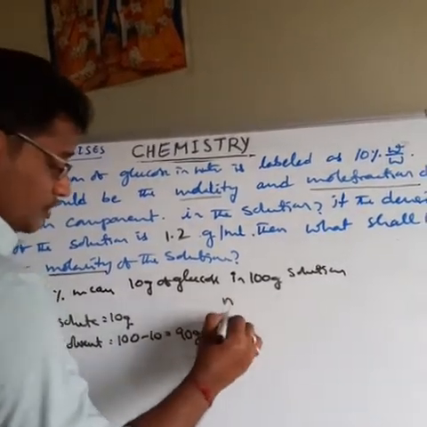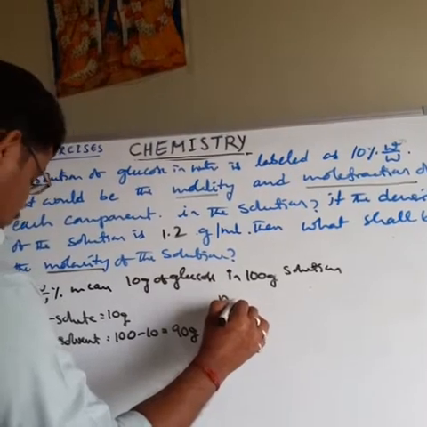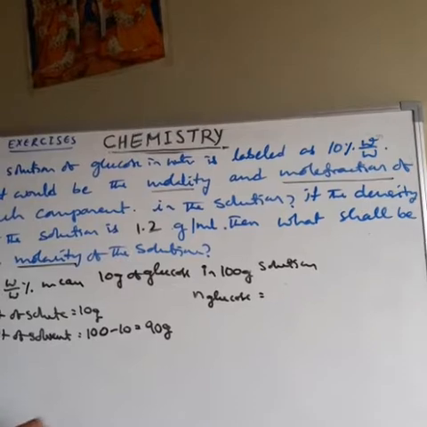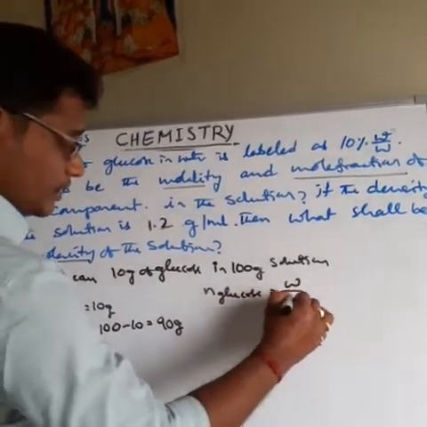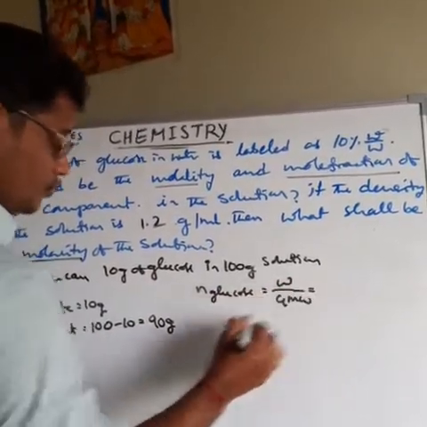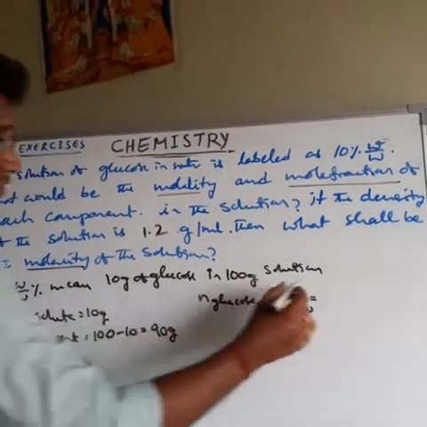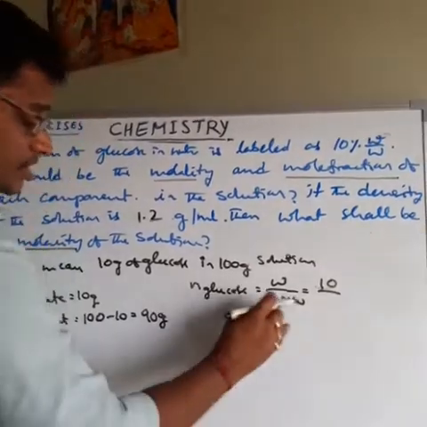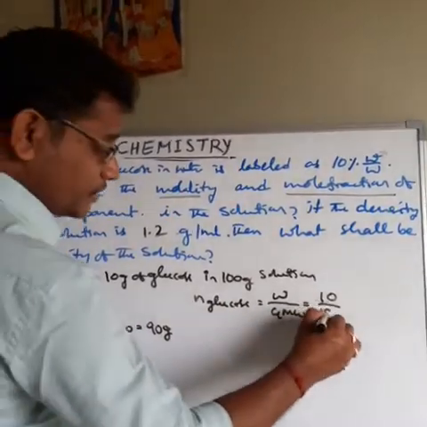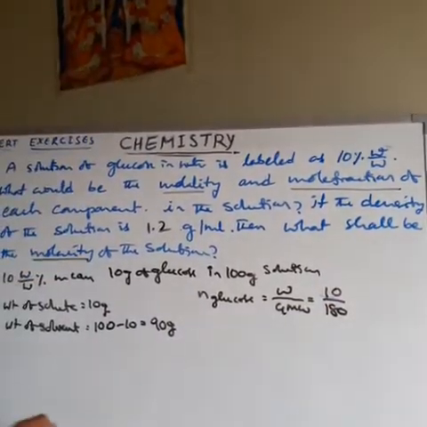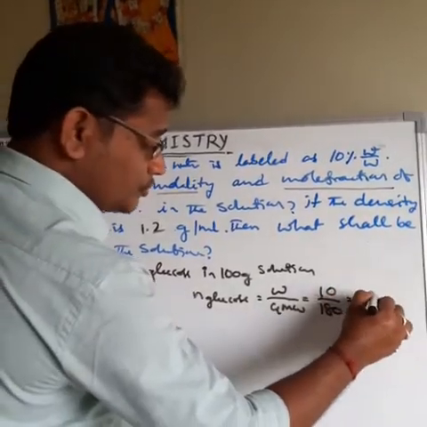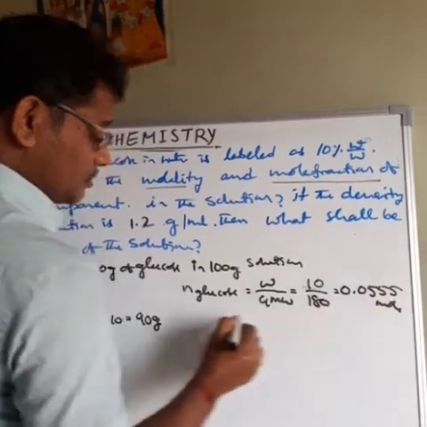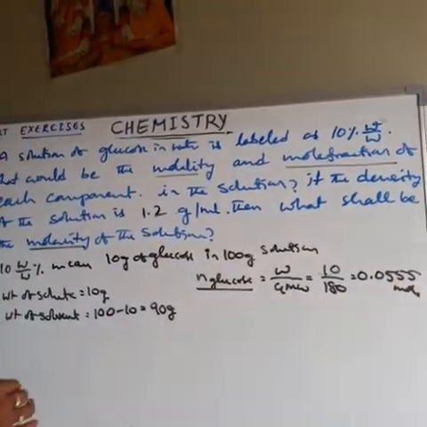Therefore, number of moles of solute glucose means weight of glucose divided by gram molecular weight of glucose. Weight of glucose is 10 grams, divided by the gram molecular weight of glucose, 180. Its value is 0.0555 mole. So that is the number of moles of glucose.